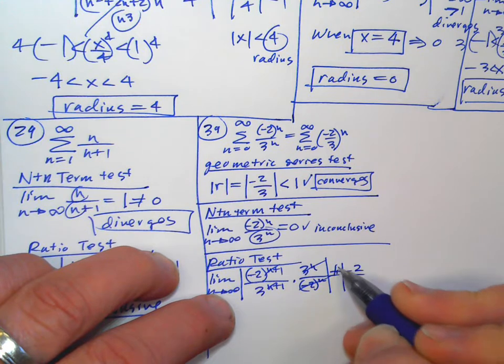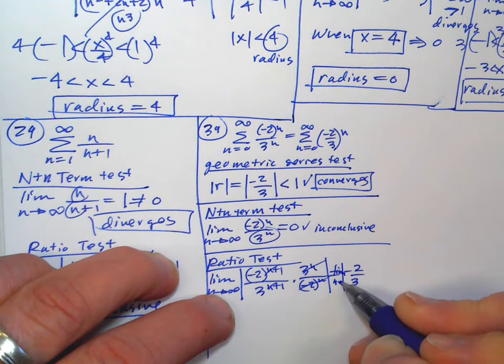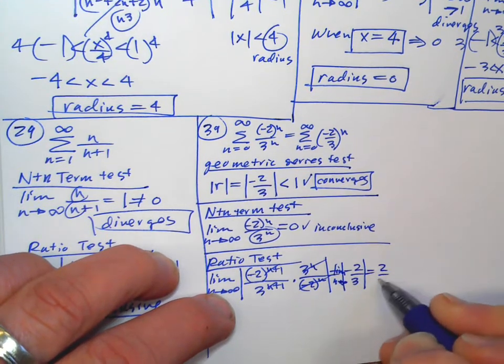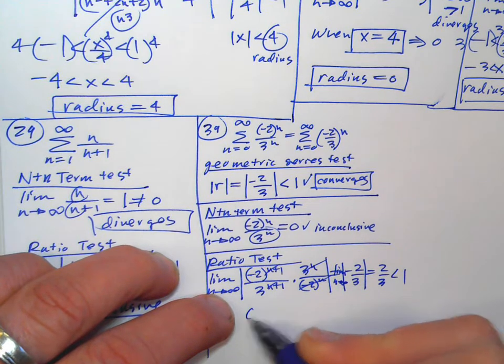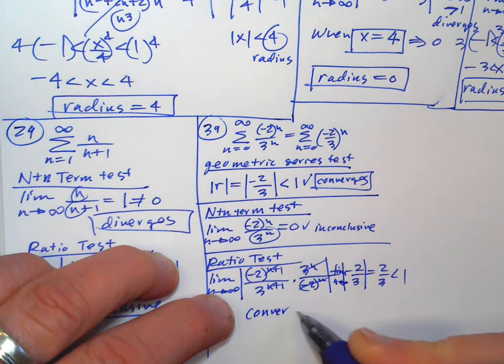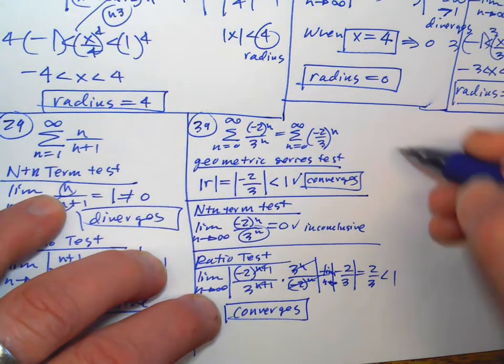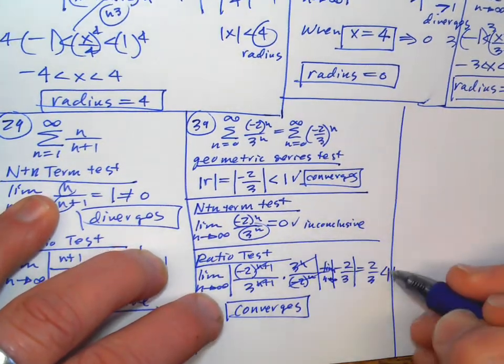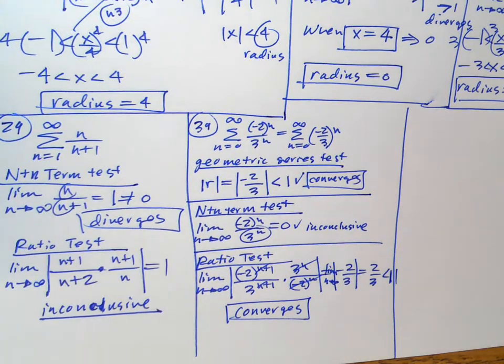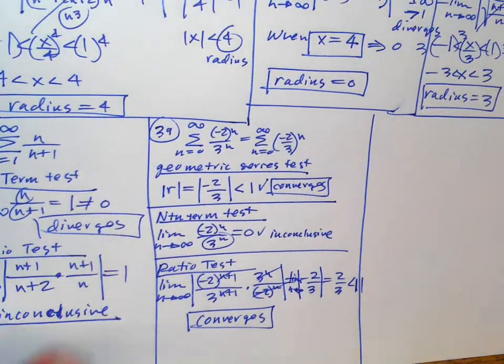I still hadn't taken the limit, except that there's no limit to take. So it's less than 1. It converges by the ratio test, which makes sense, because that's what the whole geometric series test is anyways. It's the R value being less than 1. Well, the R is the ratio.